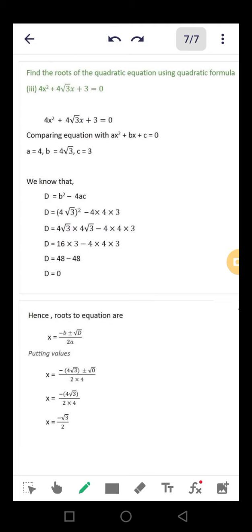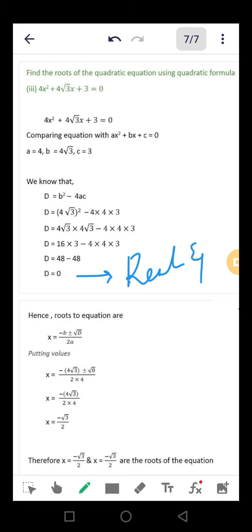So we say this has equal roots. This type of roots are called equal roots, meaning both the roots will be equal. Minus root 3 by 2, minus root 3 by 2. Same roots we have. Just remember this, this will be useful for you in the last exercise. Whenever this d value is equal to 0, roots are real and equal. The nature of roots is real and equal.